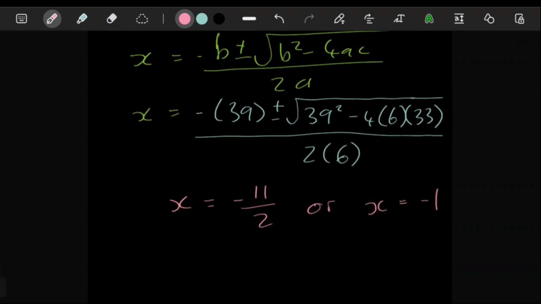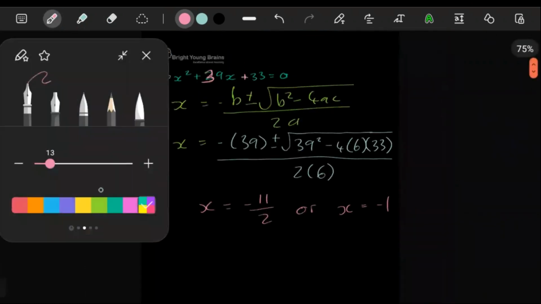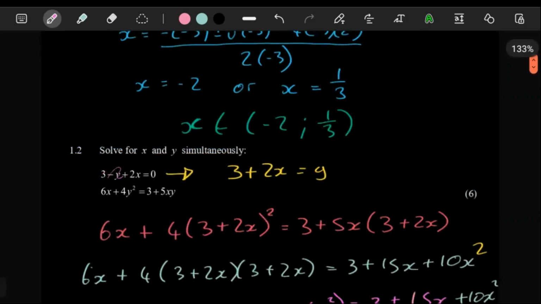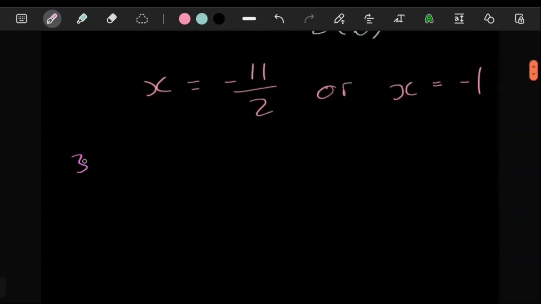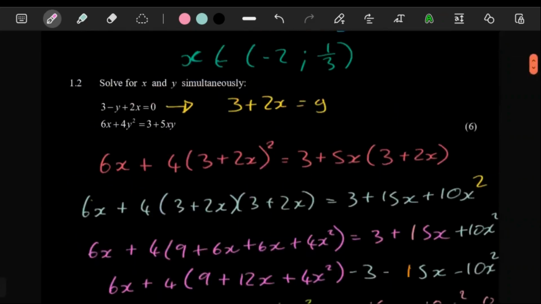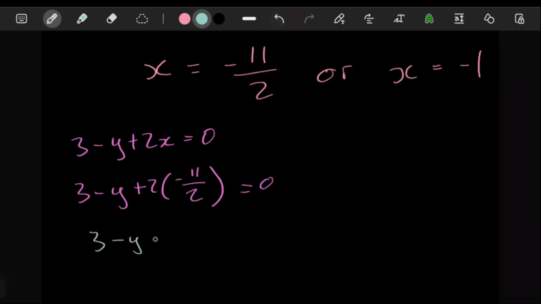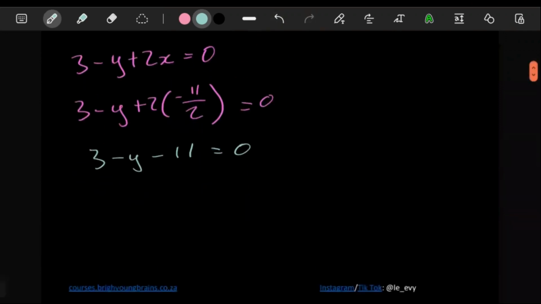So obviously, the moment you have your x values, it's easy to get the y values because you can just use the equation that you were given right at the beginning. So here, 3 minus y plus 2x, this is equal to 0. So the first x value, you can throw that there, right? It's like 3 minus y plus 2 times negative 11 over 2. So the 2 cancels the 2 there. You're going to have here 3 minus y minus 11. And then the y goes over. 3 minus 11 is like negative 8.